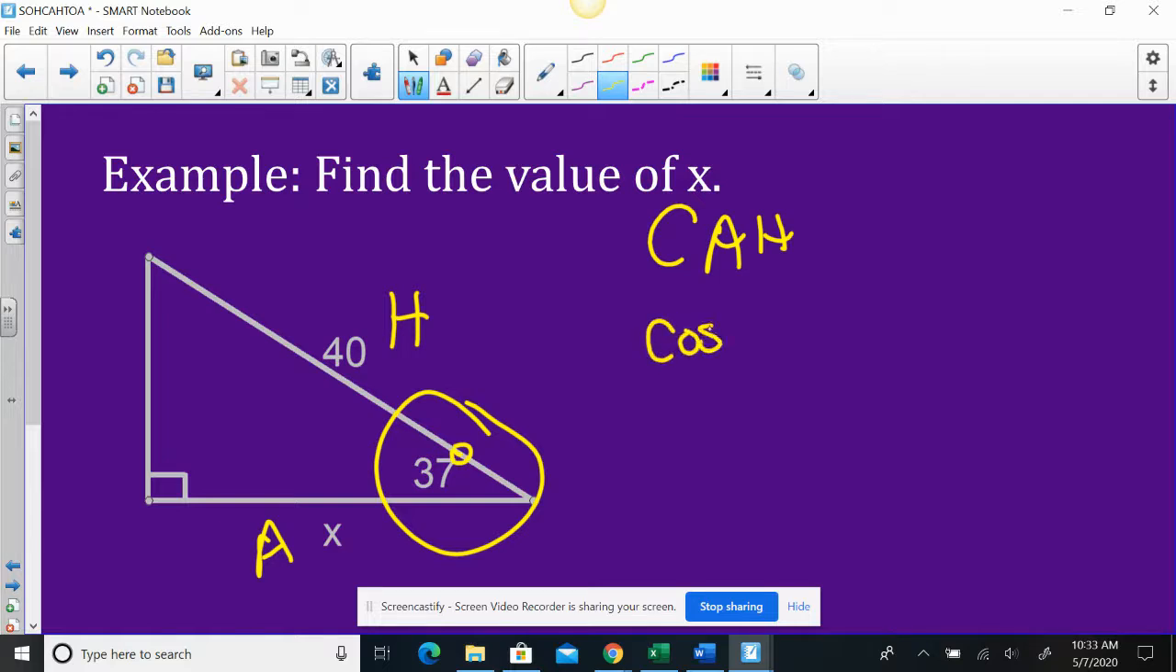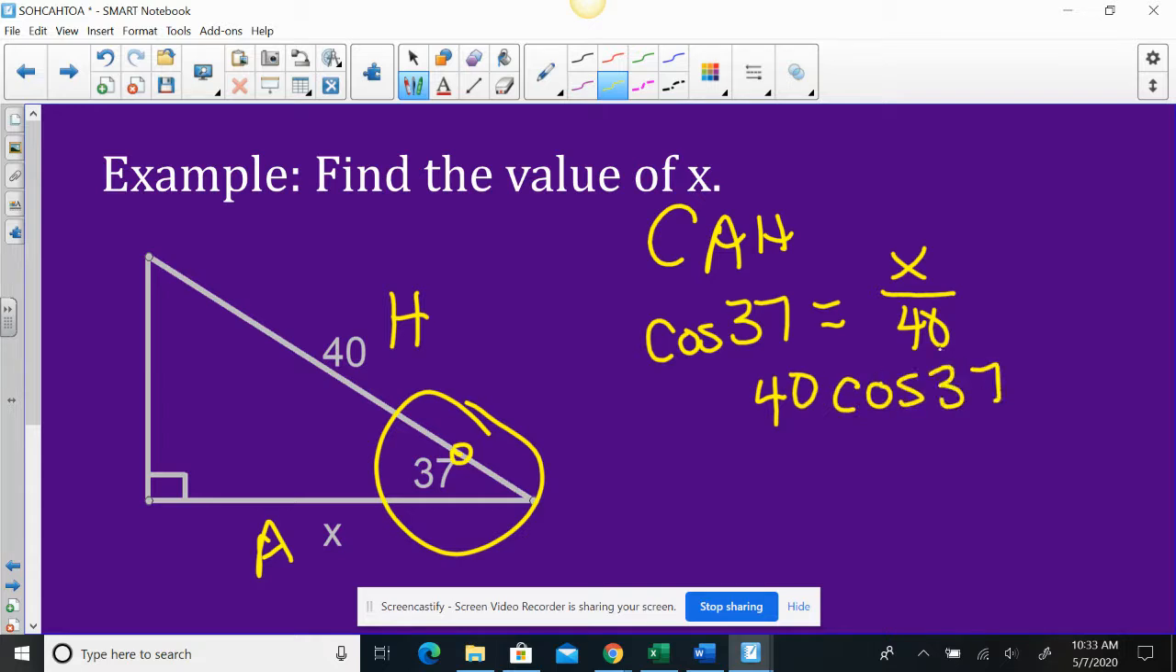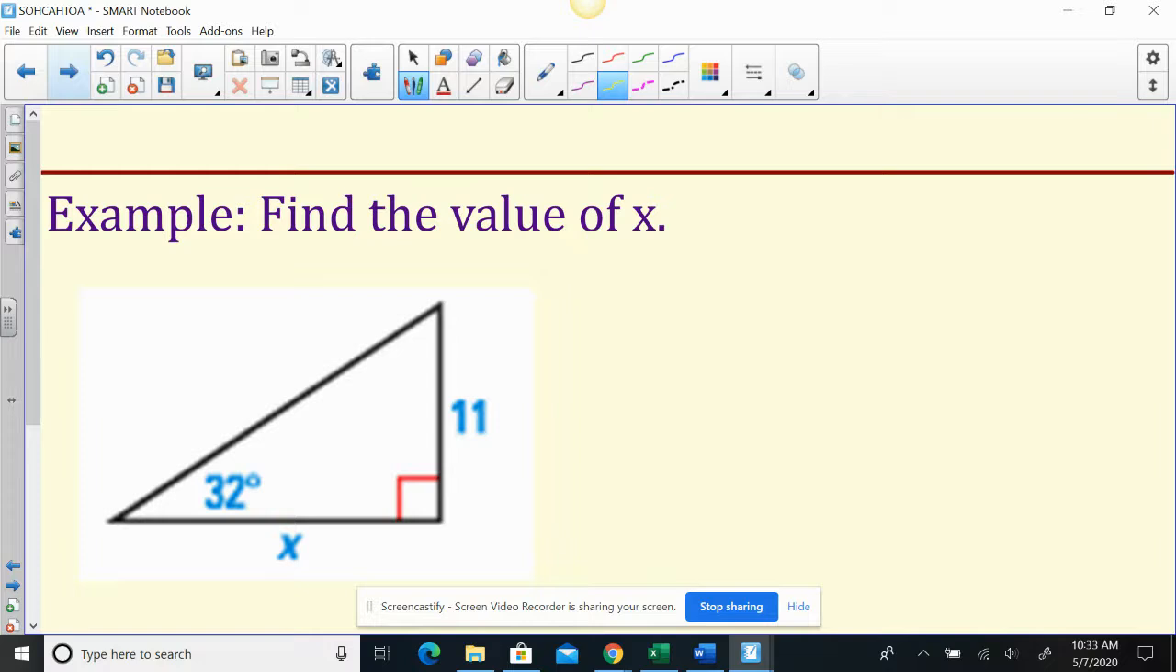So cosine of my angle equals adjacent over hypotenuse. X is still up high, so I'm still going to just multiply. 40 times cosine 37 would be x. So I'm going to type that in, 40 cosine 37, and I get 31.95, because I actually get 0.945. So behind the 4 is higher than 5, so it comes up. All right, try it, please.